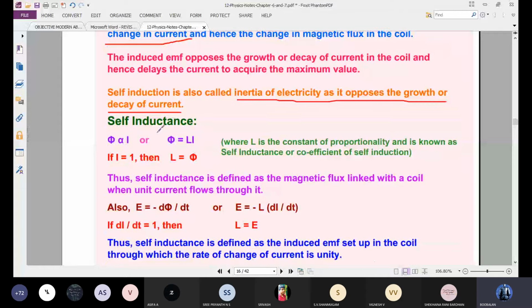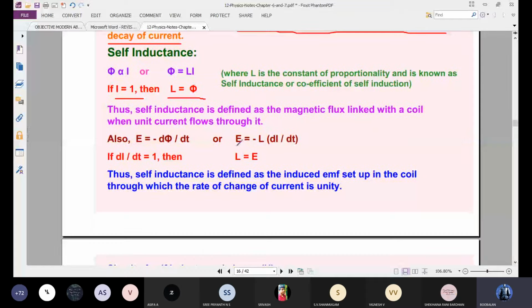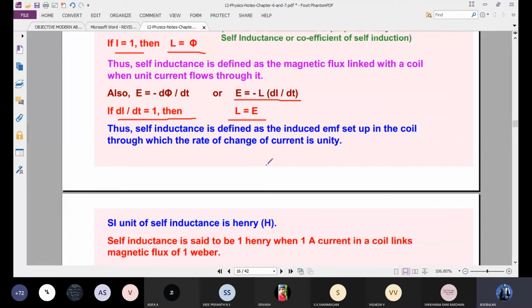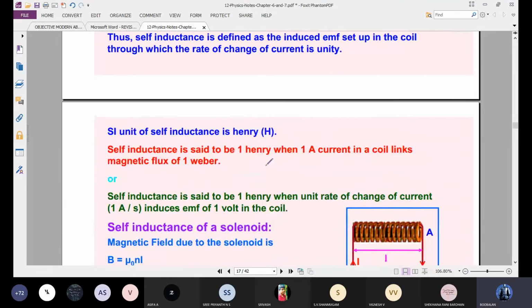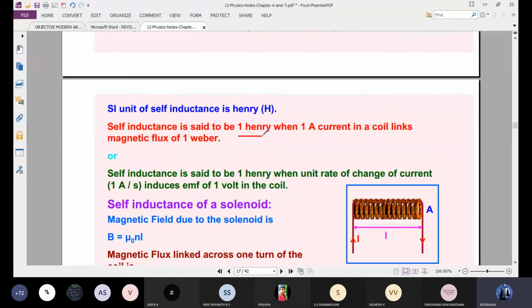Self-inductance expression formula: L equals φ when the current I value is equal to 1, and the EMF formula is E equals minus dφ/dt. So applying the φ value, you will get E equals minus L dI/dt, and applying dI/dt equal to 1, L equals E, and Henry is the unit. The SI unit of self-inductance is Henry.